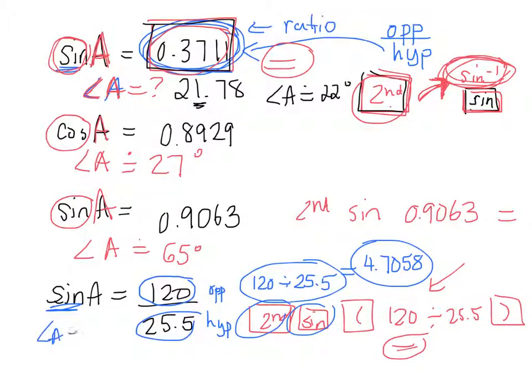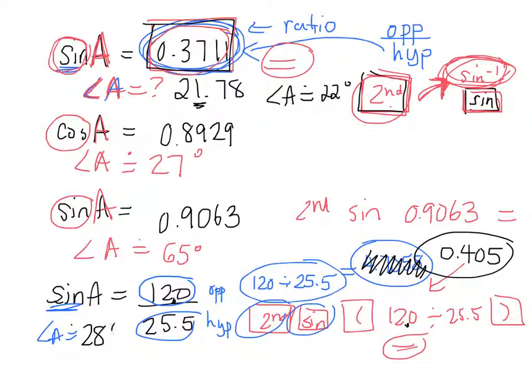Angle A equals? Okay, so I made a mistake. It should have been 12.0. So what is 12.0? What's 12 divided by 25.5? 0.4705? Okay, sorry. Should have been 12.0, because that number's... Angle A is equal to approximately 28 degrees.